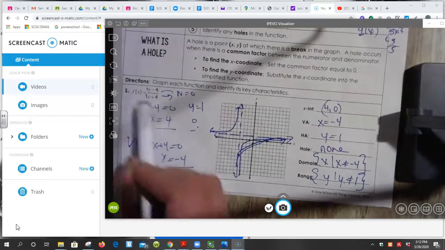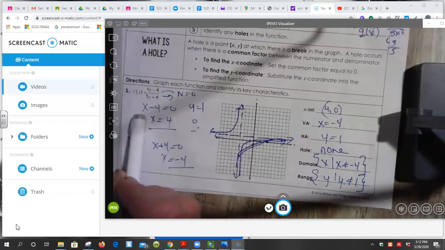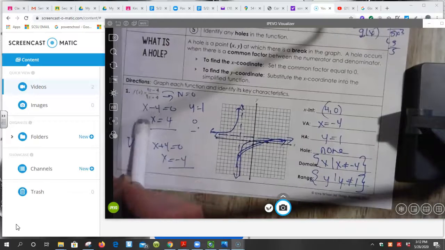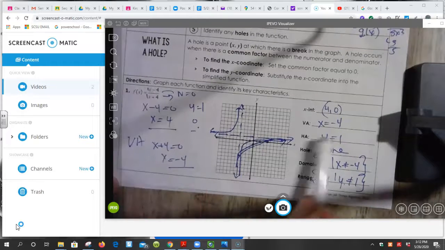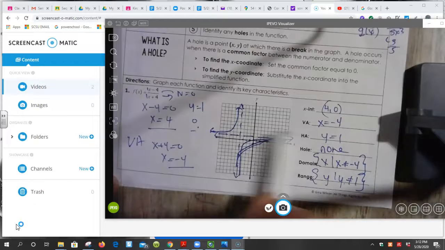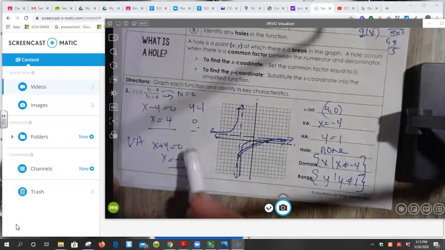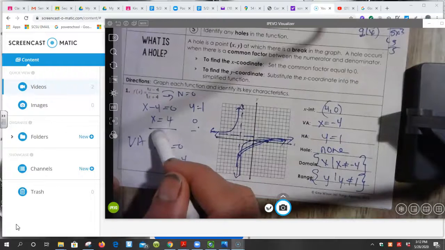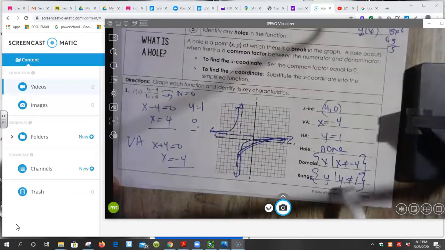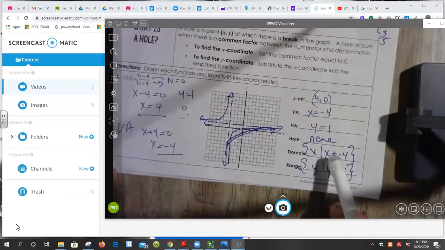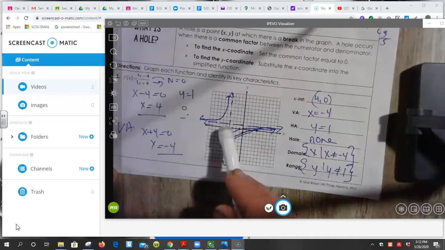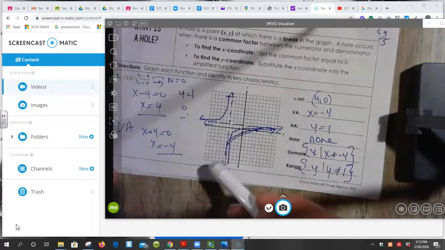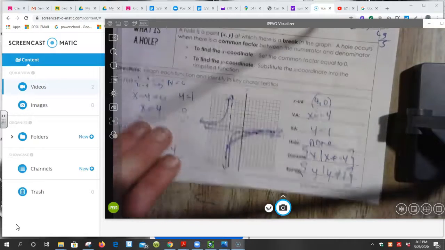So x equals negative 4 is this vertical line right here, a vertical asymptote. And then the horizontal is looking at the ratio of the coefficients. It's 1 over 1 because they're the same degree. So we just take the ratio, which is 1. So y equals 1, and that is our horizontal asymptote. There's no hole because there's no factor that we divide out after simplifying. And our domain is x could be anything but negative 4, and our range, y could be anything except positive 1.